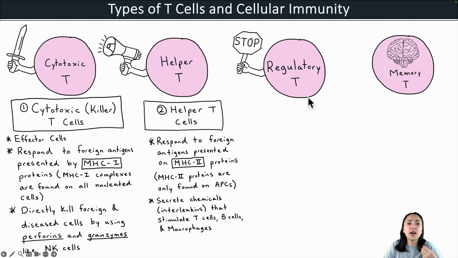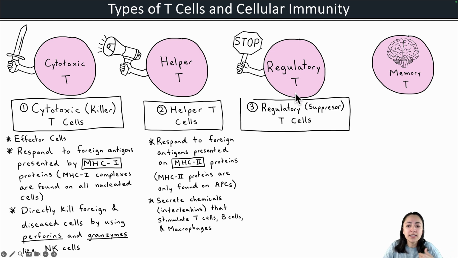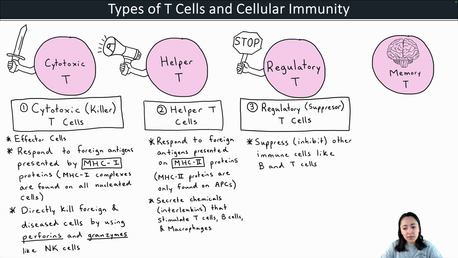The next group of cells involved in our cellular immunity are regulatory T cells, also known as suppressor T cells. They help to suppress or inhibit other immune cells like B cells and T cells, so they help to slow down our immune response. Regulatory T cells are very important in preventing chronic inflammation as well as autoimmune diseases.